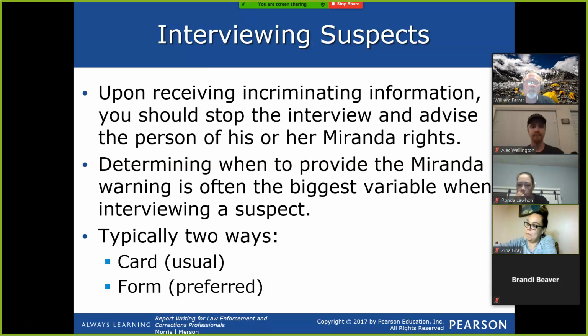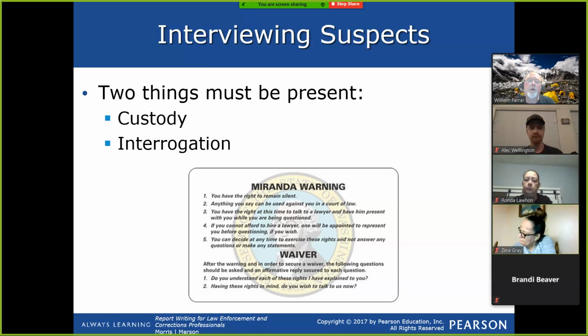It's important that you understand that. As a law enforcement officer, there are typically two ways to give somebody Miranda. It's via a card, which I showed you before, like a little Miranda card, or what we have as a form. So it looks like this. This is a Miranda card.